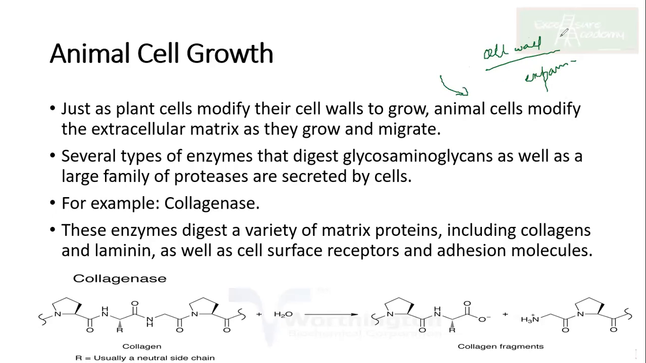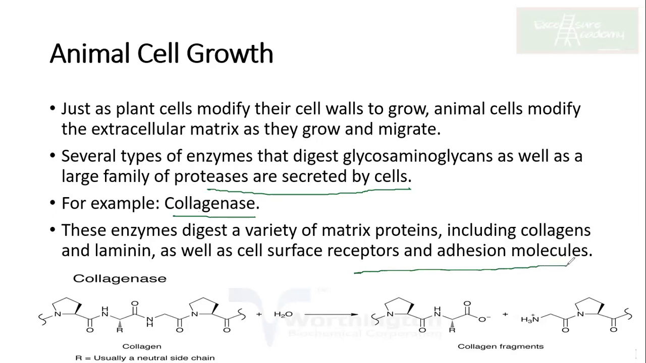Now in the same way here, in the case of the animal cells, they secrete enzymes which digest glycosaminoglycans as well as a large family of proteases which are secreted by the cells. Okay, for example, collagenase. So this enzyme will digest a variety of proteins, collagens, laminins, which are present in the extracellular matrix, as well as the surface receptors and adhesion molecules. So all your connections with the extracellular matrix will break, and the collagenase will be degrading your collagen. As you can see here, it will be degrading your collagen into collagen fragments.